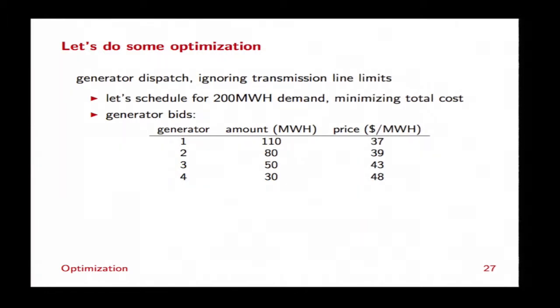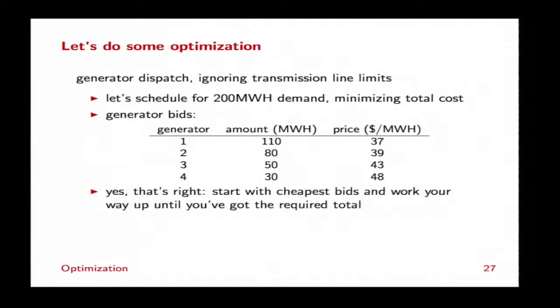Yeah, you should, well, you're looking for 200. You should go for the cheapest first. So you'd use all of this one. You'd use all of that one. You're up to 190, right? And then a little bit of number 3. And that's going to minimize your cost. Okay? Everybody got that? So guess what? That's right. And you know what?